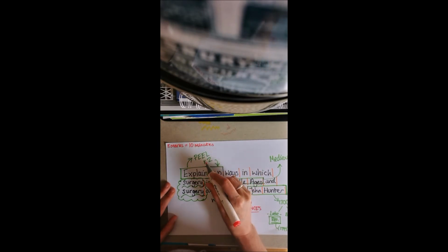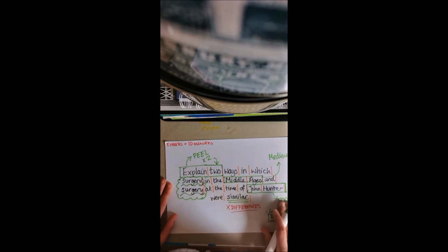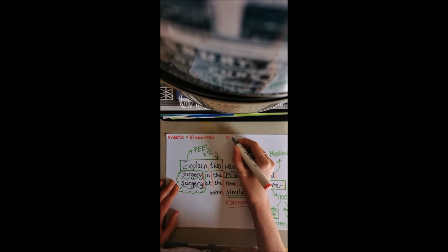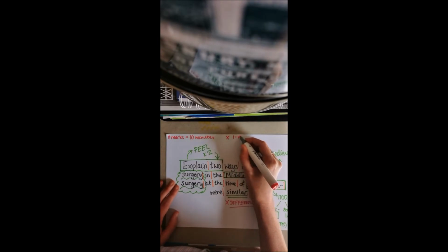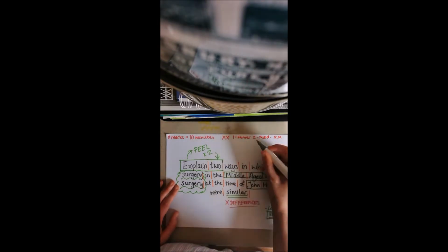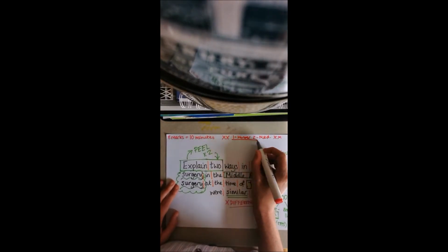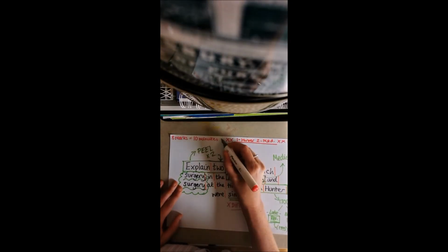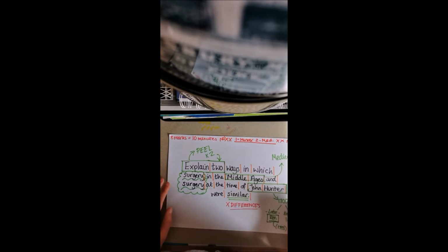What we are not looking at here, with this idea of explain 2 ways in which surgery in the Middle Ages was similar to that of John Hunter, is 1 paragraph on Hunter and then paragraph 2 on the medieval times. We do not want that whatsoever, okay? Lots of crosses. I would cross it out, but I want you to be able to see it. We are not doing that.